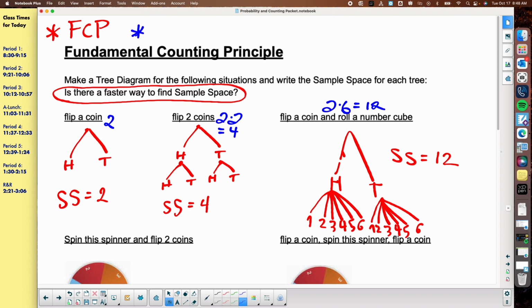Okay, up above, you probably want to write down what the fundamental counting principle does. You can multiply the number of choices.